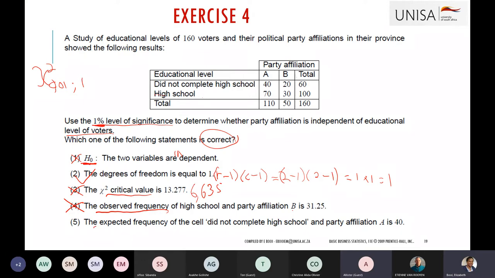Number five says, calculate the expected frequency of cell did not complete high school and party affiliation A is 41.25. Incorrect. So we need to work that out because it's the expected value. We use row total times column total divided by n. Our row total is 60 times our column total, 110, divided by 160.